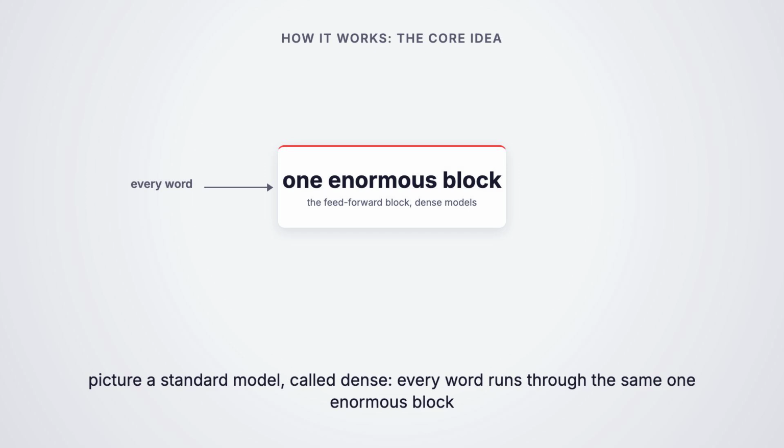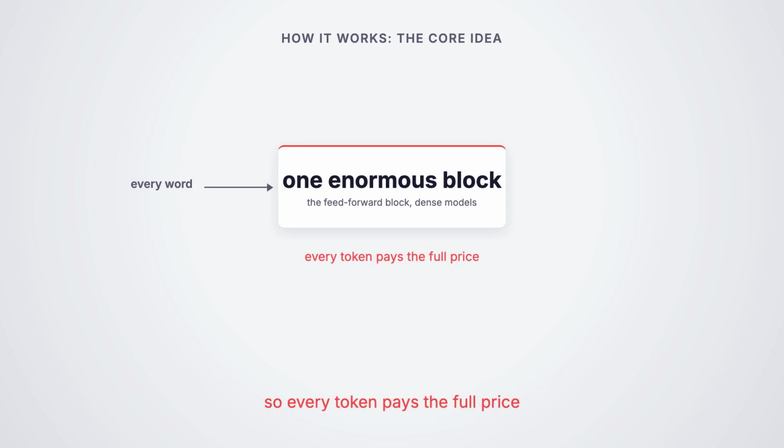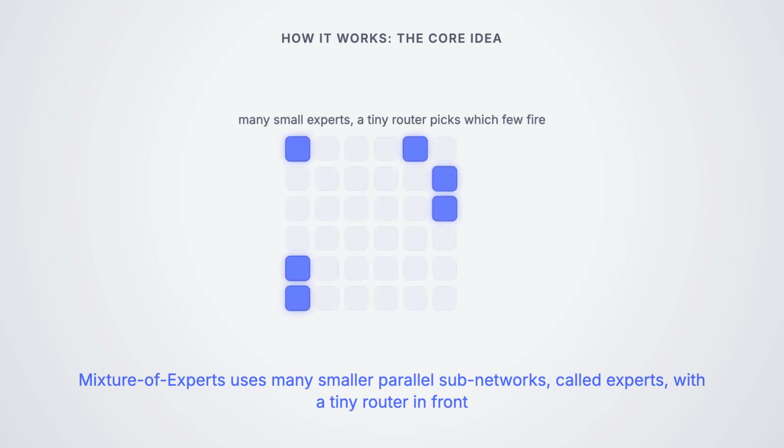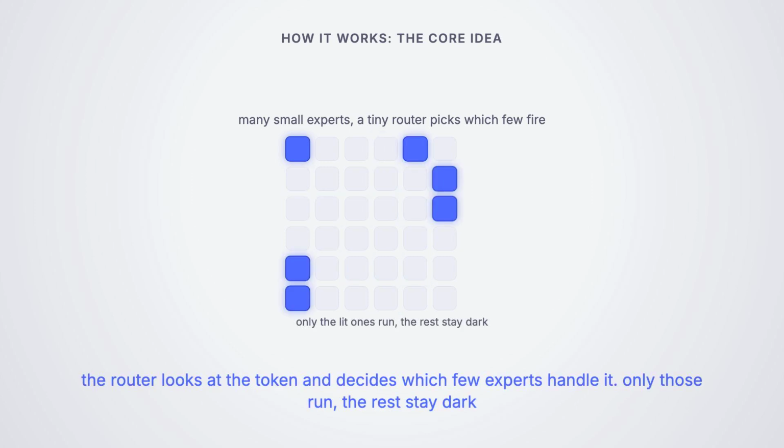Every word runs through the same one enormous block, the feed-forward block, so every token pays the full price. Mixture of experts changes that in one move. Instead of one huge block, it uses many smaller parallel subnetworks called experts, with a tiny network in front called the router. The router looks at the incoming token and decides which few experts handle it. Only those run. The rest stay dark.